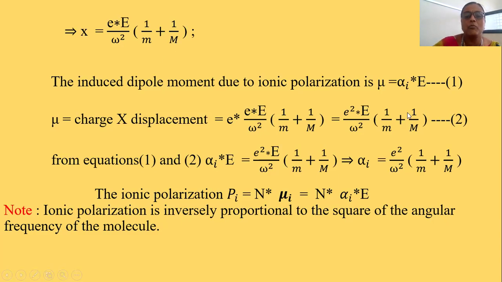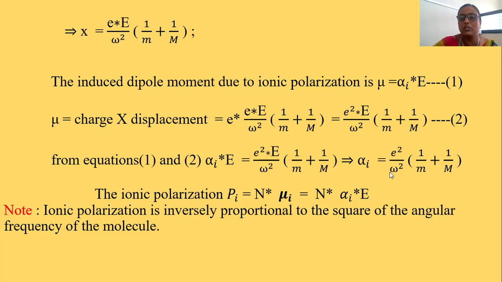So induced dipole moment, we know that mu is equal to alpha E. So mu is equal to charge into displacement. So displacement we are getting here, this is the equation for displacement. So charge is e. When we substitute this, we are getting this equation: e squared E by omega squared, times 1 by small m plus 1 by capital M. From equation 1 and 2, this is equation 1, this is equation 2.